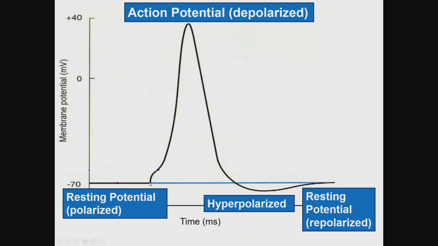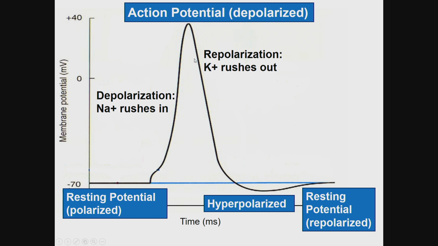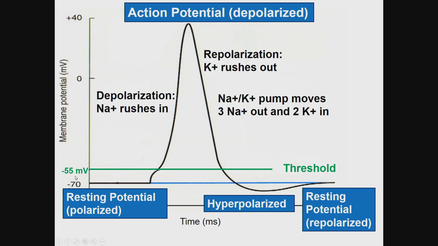So the ions that are causing this to happen, first of all, the depolarization is caused by sodium rushing into the neuron. The repolarization starts with potassium rushing out, and then the sodium-potassium pump moves 3 sodiums out and 2 potassiums in until it has reached resting potential again. Let's also label threshold. Threshold is the minimum amount of stimulation required to cause an action potential, and on this neuron, it is negative 55 millivolts.